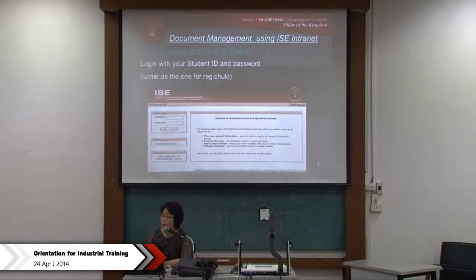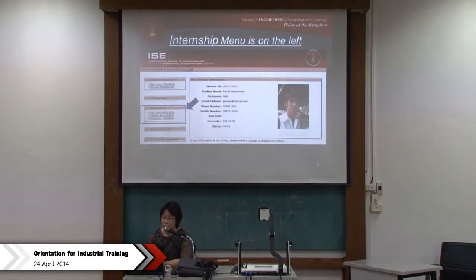Because at least you have to register yourself for industrial training. So this is the same. Then you see in the left hand side the internship menu. You already put your internship info and your picture already, right? Otherwise you will not be able to go through other menu. So you did that already.